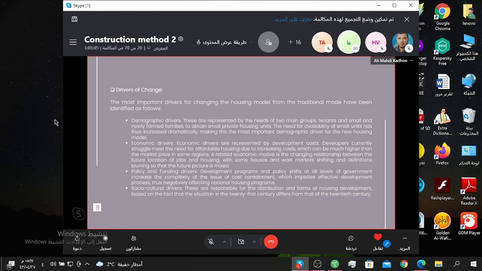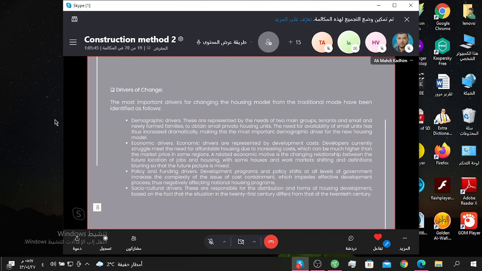And second, economic drivers. Economic drivers are represented by development costs. Developers currently struggle to meet the need for affordable housing due to increasing costs, which can be much higher than the market price in some regions. A related economic motive is the changing relationship between the future location of the jobs and housing, with some house and work markets shifting and definitions blurring so that the future picture is mixed.